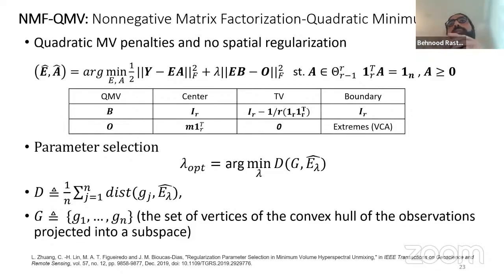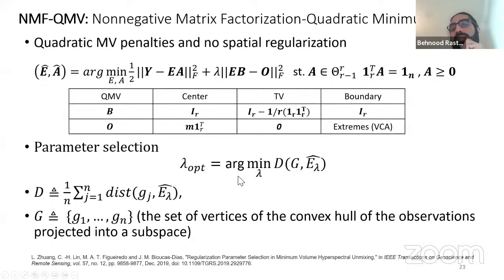The way that you decide these pixels, which is this O matrix here, you can use a kind of geometrical approach to estimate the end members and assume them as the extremes on the boundary of your simplex, the data simplex. So this was one of the major contributions here.